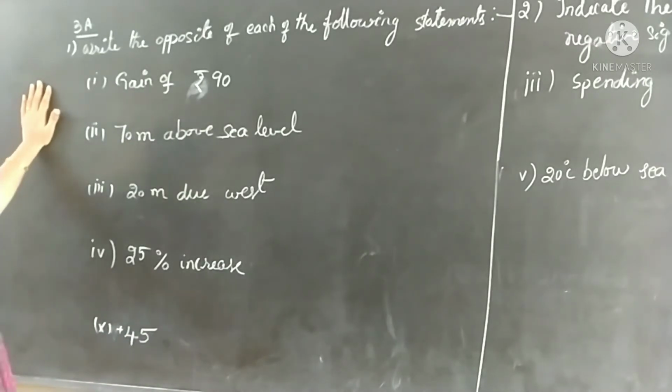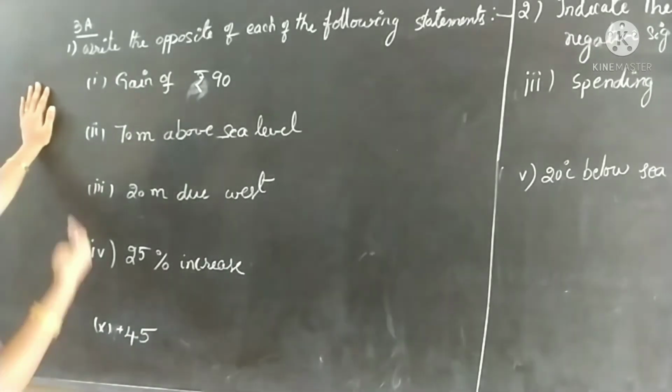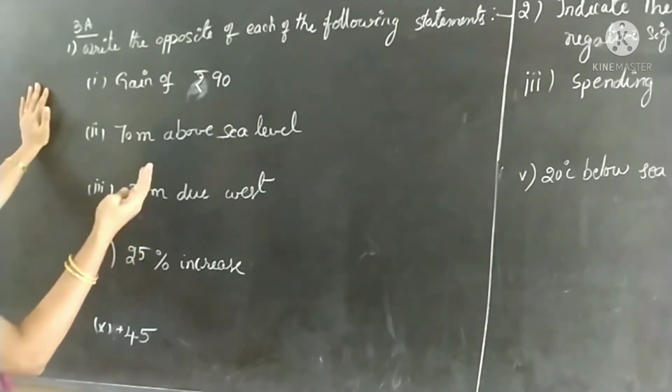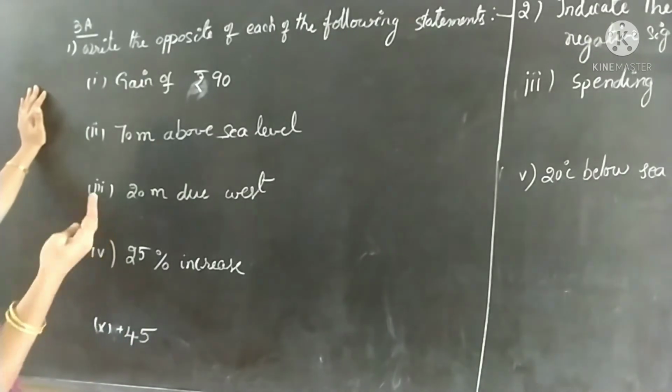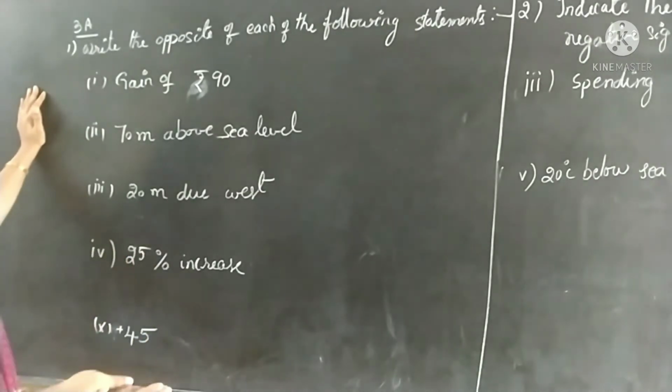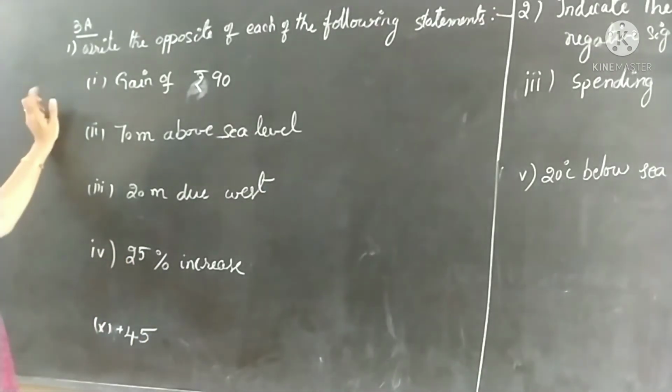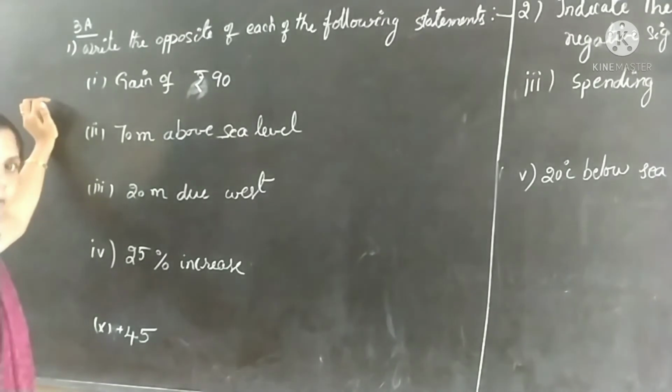Write the opposite of each of the following statements. Here they have given some statements, and we have to write the opposite statements. If they have given a positive statement, we have to write the negative statement. If they have given a negative statement, we have to write the positive statement.